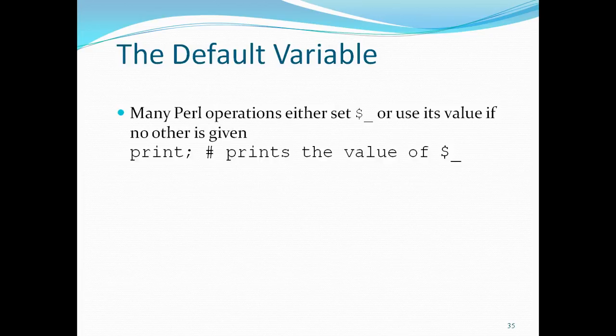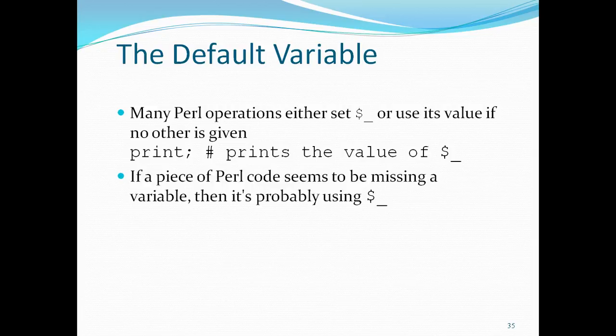So in many Perl operations, they either set dollar underscore or use its value if no other is given. So print statements print the dollar underscore value. What it means here is if you are not specifying any variable name to a text or to a data, by default it gets stored into a default variable called dollar underscore. Or if you just simply say print, it will print that particular data, right?